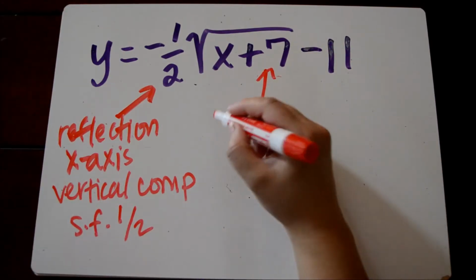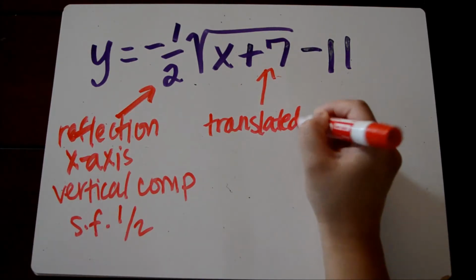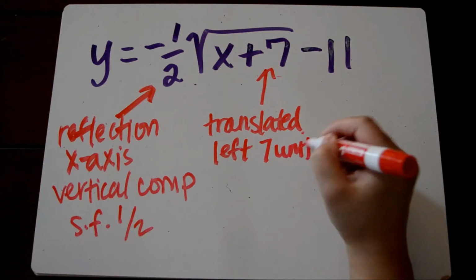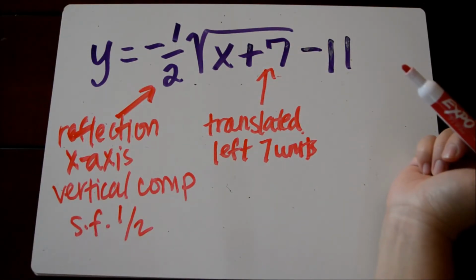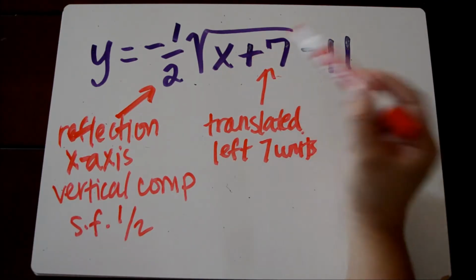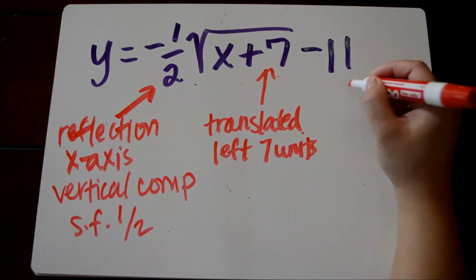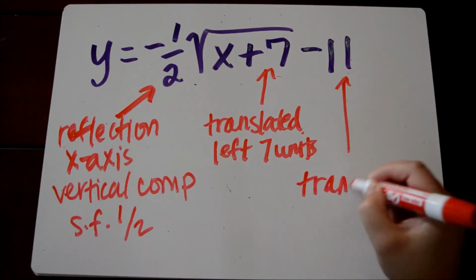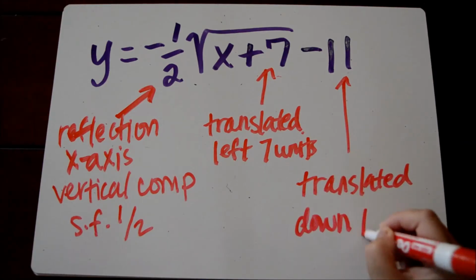Our h value here is actually a negative 7. So our graph is translated to the left 7. And the reason I say negative 7 is because we had minus a negative there. That's why it looks like a plus. Well, it is a plus. It changed to a plus. Our k value is negative 11, which tells us that our graph was translated down 11 units.